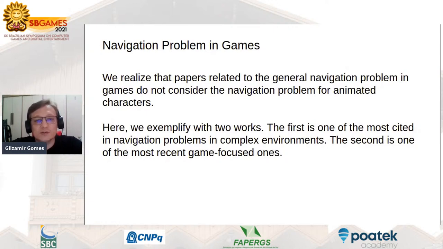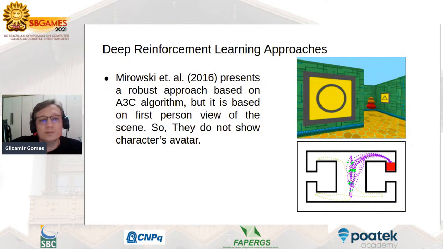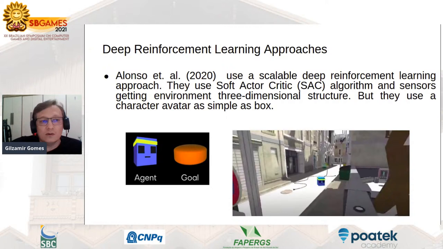We realize that papers related to the general navigation problem in games do not consider the navigation problem for animated characters. Here, we exemplify 2 works. The first is one of the most cited in navigation problems in complex environments. The second is one of the most recent game-focused ones. Let's start with Mirowski et al., which presents a robust approach based on the A3C algorithm, but it is based on a first-person view of the scene, so they do not show a character avatar. On the other hand, Alonso et al. use a scalable deep reinforcement learning approach. They use the soft actor-critic algorithm and sensors to get the environment's three-dimensional structure, but they use a character avatar as simple as a box.